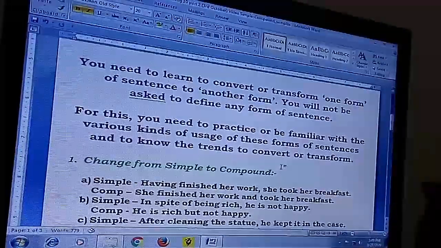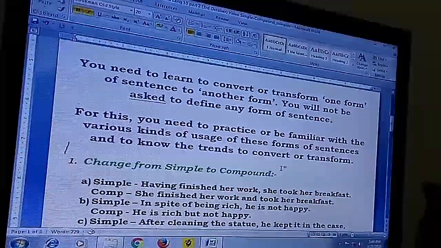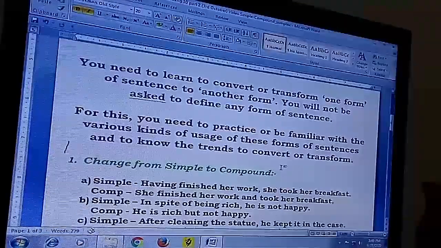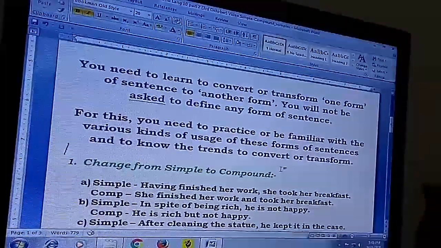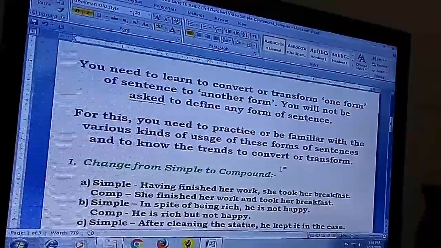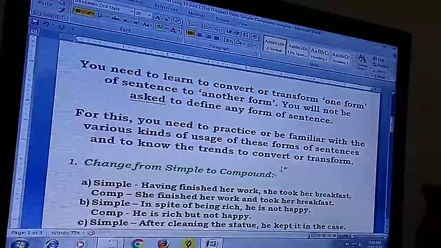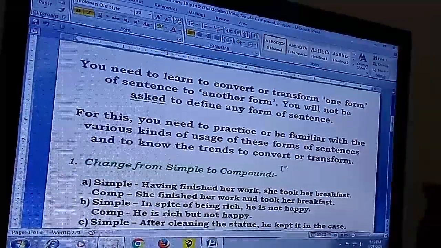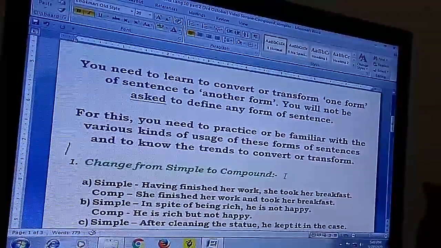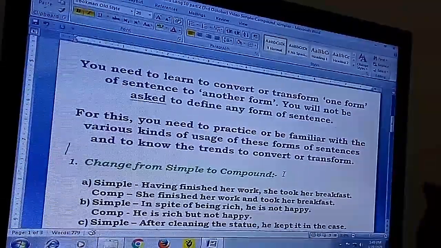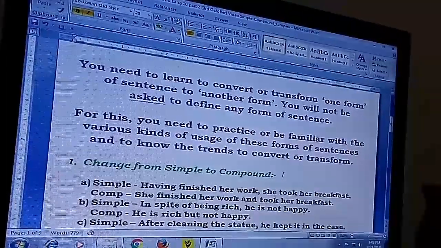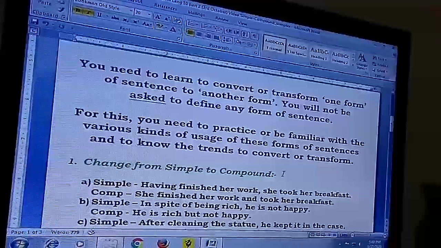And before you ask me or put any question in the comment box, I do advise you, go through this lesson again and again. This is one of the most important lessons of your life of English learning sessions.